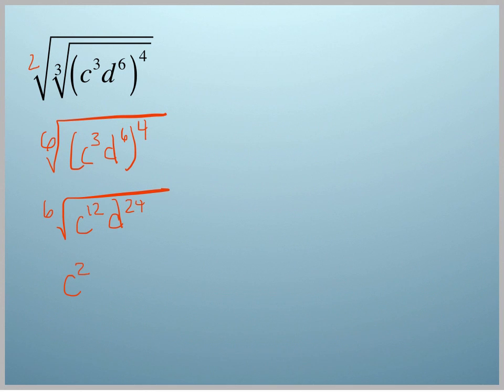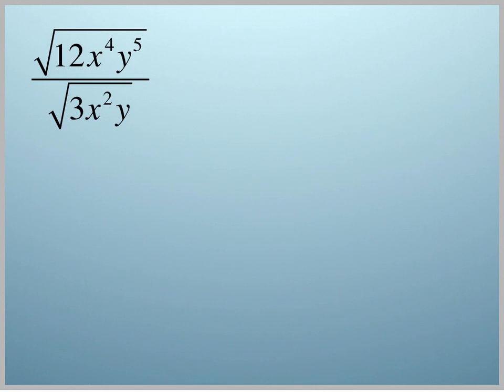Do the same thing with our d's. 6 goes into 24 4 times. So I'm going to bring d to the 4th out. Again, it divided evenly, so nothing's left underneath the radical. So in this case, that is our final answer.